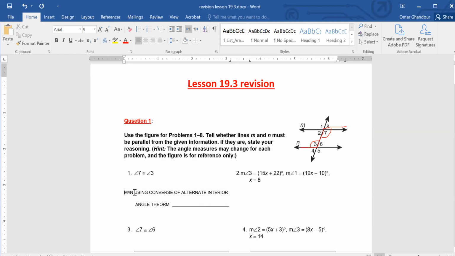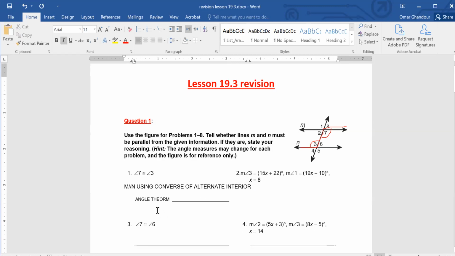Now let's see question 2. Okay, let me do this in red. Let's see question 2. Measure angle 3 equals 15x plus 22 and measure angle 1 equals 19x minus 10, and you are given x to be equal to 8. Of course, the first thing I should do is to substitute 8 and see what he is saying: measure angle 3 is what and measure angle 1 is what. So this is the first thing I should do.